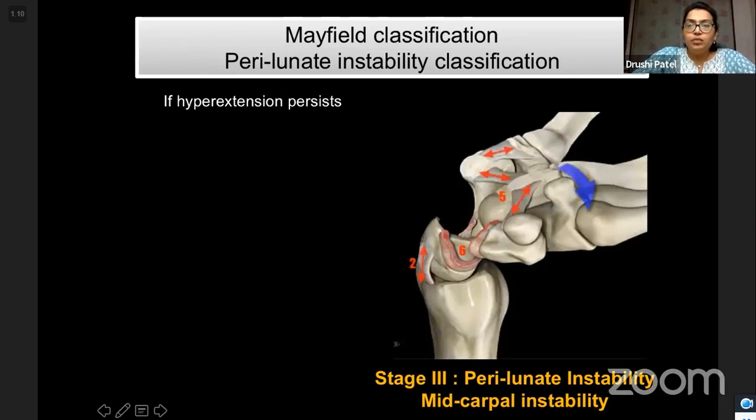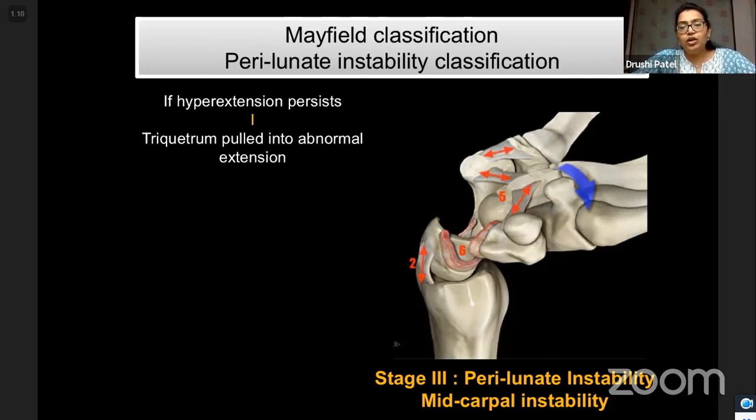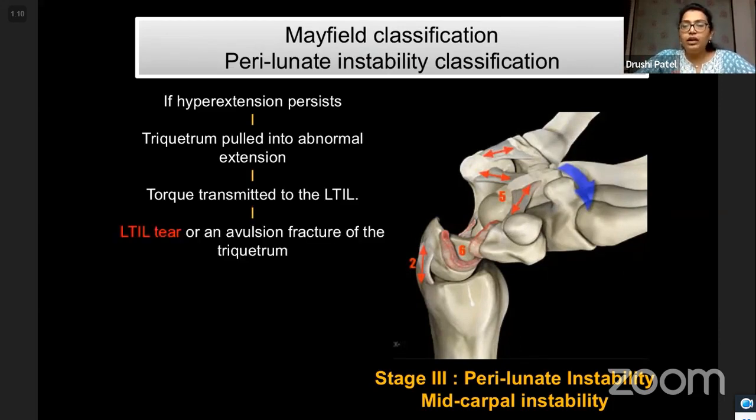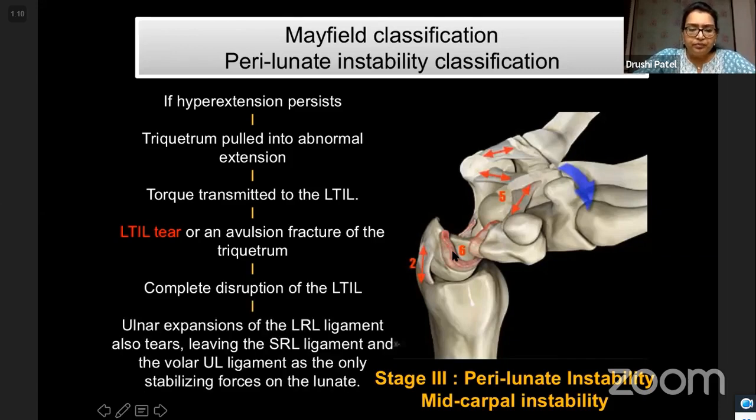Now, if the hyperextension persists, you remember that figure, the forces now get transmitted through the lunotriquetral joint, right? So the triquetrum is also being pulled into extension, and the force is being taken by the lunotriquetral ligament. So the lunotriquetral ligament gives way, or if the forces are transmitted through the bone, then a triquetral fracture occurs. Once there is complete disruption of the lunotriquetral ligament, what happens is the mid-carpal instability, or stage 3.